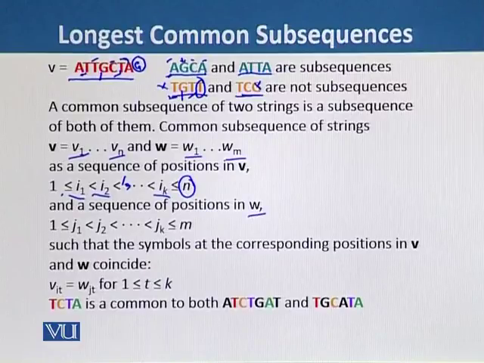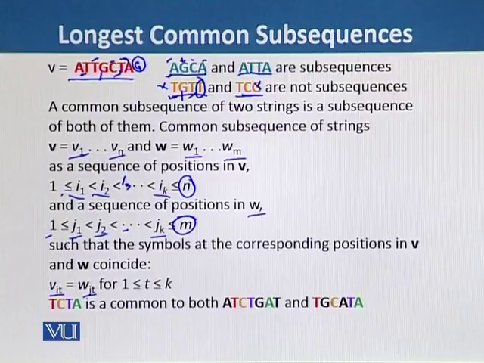And similarly for W, the positions are: 1 should be less than or equal to j1, j1 less than j2, j3 and so on up to jk, and jk should be less than or equal to m, such that the symbols at the corresponding positions in V and W coincide and are equal. So V(it) should be equal to W(jt).